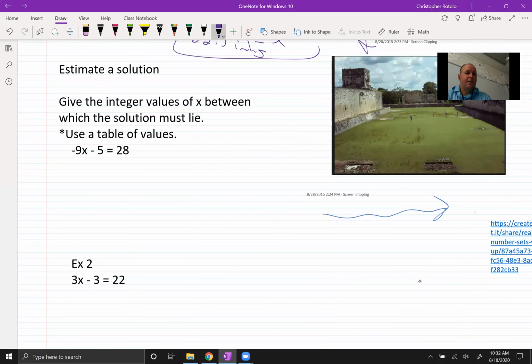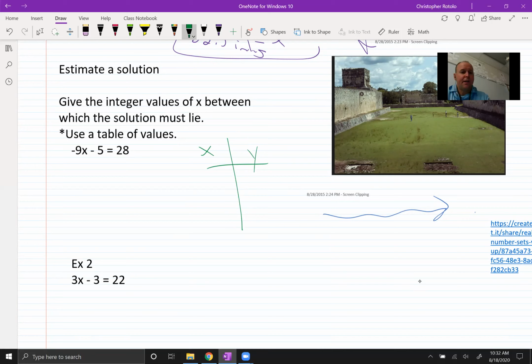All right, give the integer values between. So this is using an estimation. Usually in high school we get away from some estimation, but we throw just a couple problems in here. So as we work on those, it's more about, do you remember how to use a table? So what would you guess? How close do you want to get here?